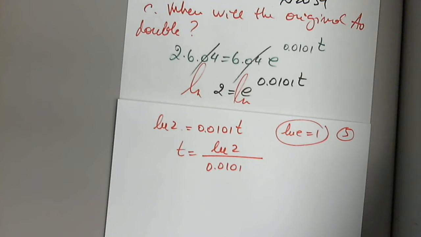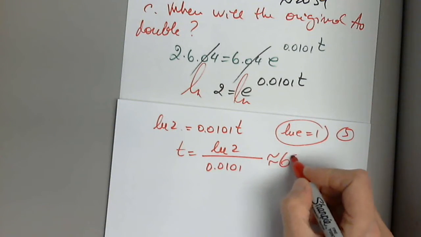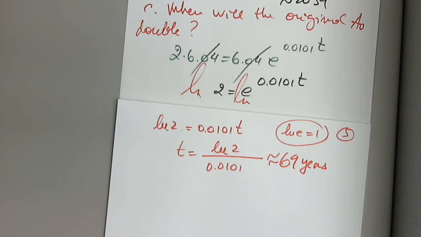Again, I can't do this without a calculator. So we have natural log 2 divided by 0.0101 and enter. So roughly about 69 years. But I would personally say in 2068 sometime, assuming the model still holds.